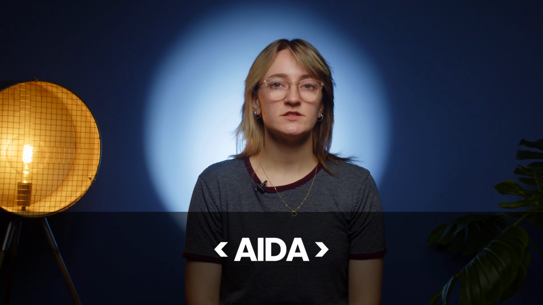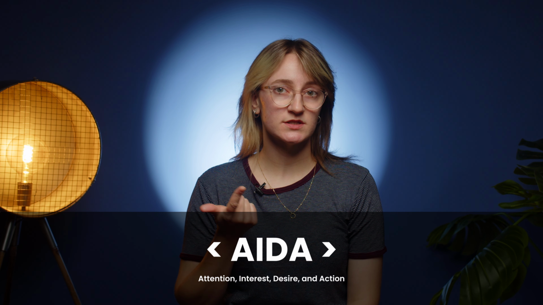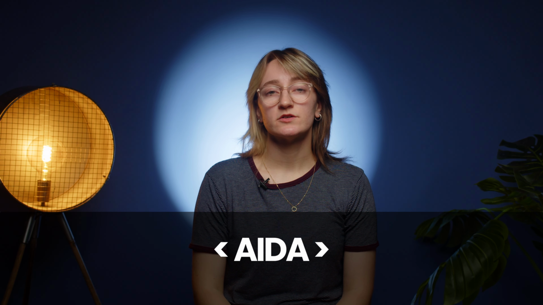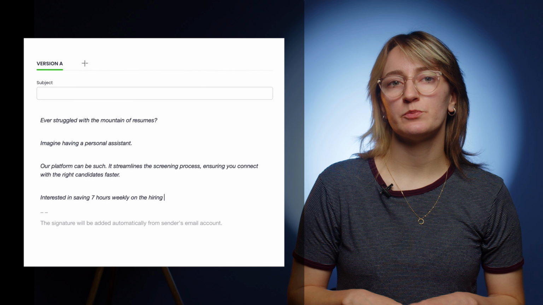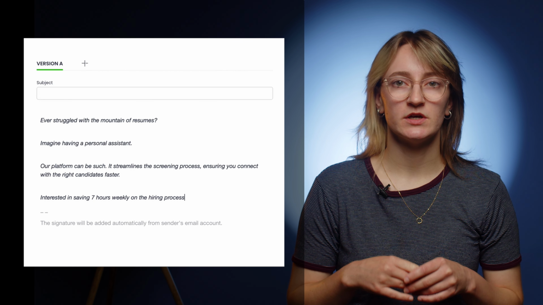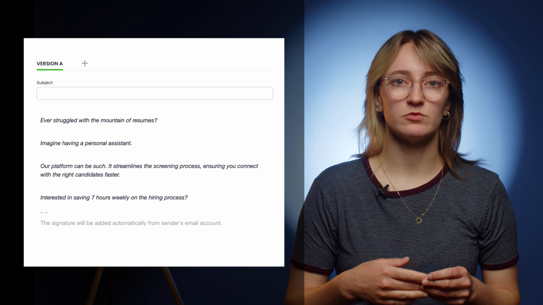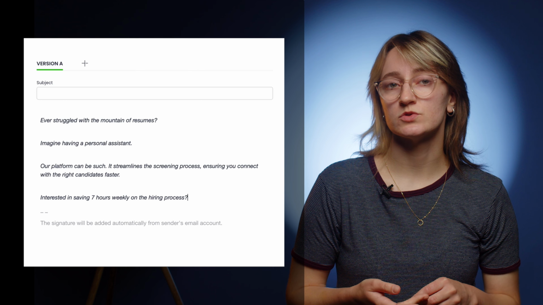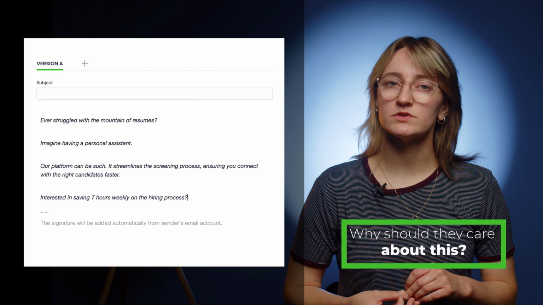AIDA. This formula consists of 4 parts: attention, interest, desire, and action. The goal of your first sentence is to get attention. Think of an eye-catching opening that will also appear in your prospect's inbox preview text. I like to use a question to set the context, so we can go with ever struggled with the mountain of resumes? Interest is basically answering the question, why should they care about this?